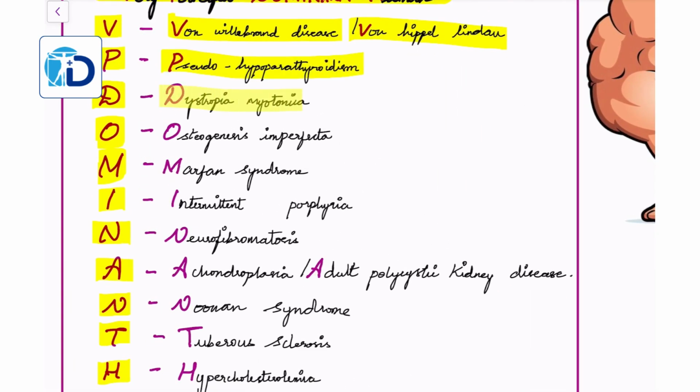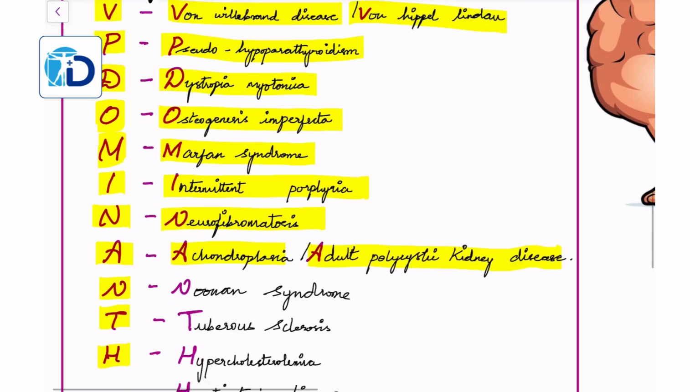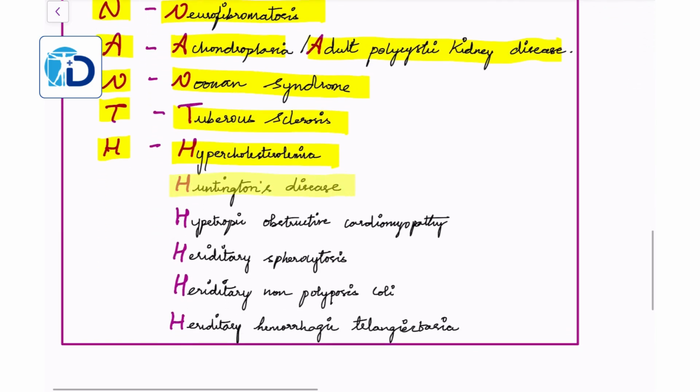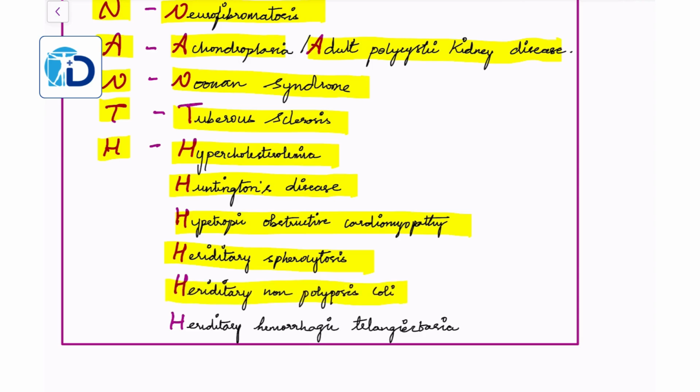pseudohypoparathyroidism, D for dystrophia myotonica, O for osteogenesis imperfecta, M for Marfan syndrome, I for intermittent porphyria, N for neurofibromatosis, A for achondroplasia or adult polycystic kidney disease, N for Noonan syndrome, T for tuberous sclerosis, H for hypercholesterolemia, again H for Huntington's disease, hypertrophic obstructive cardiomyopathy, hereditary spherocytosis, hereditary non-polyposis coli, hereditary hemorrhagic telangiectasia.